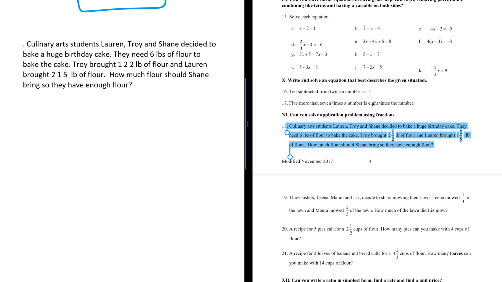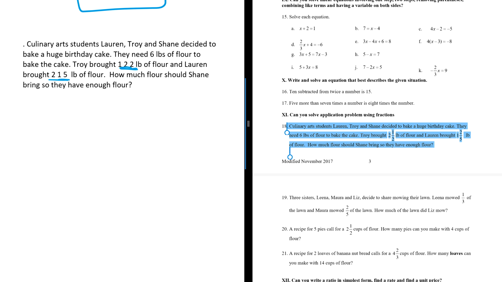Okay, this one, number 18. Now I want to read it from the blue highlighted area because my fractions didn't come out like they're supposed to when I copy and pasted it over here. It says, culinary arts students Lauren, Troy, and Shane decided to bake a huge birthday cake. They need 6 pounds of flour to bake the cake. Troy brought 2.5 pounds of flour, and Lauren brought 1 2/5 pounds of flour. How much flour should Shane bring so they have enough flour?